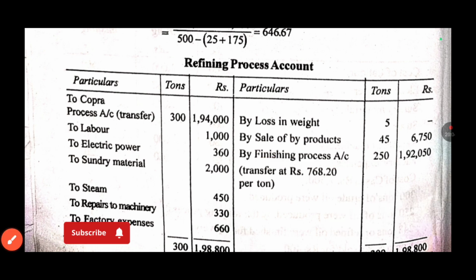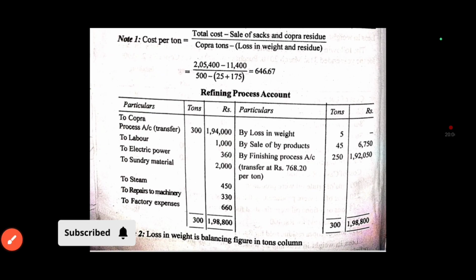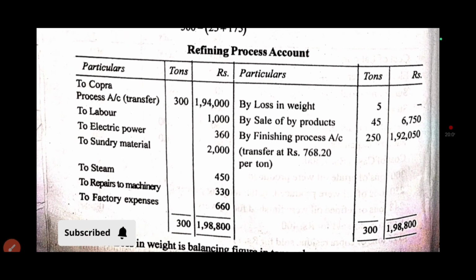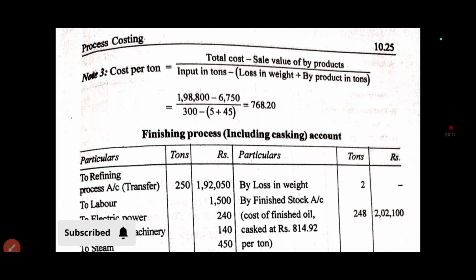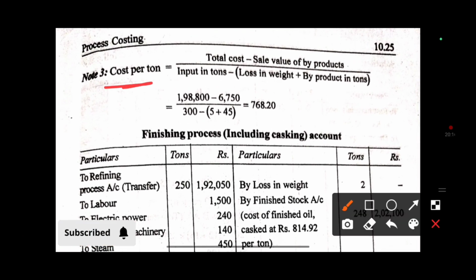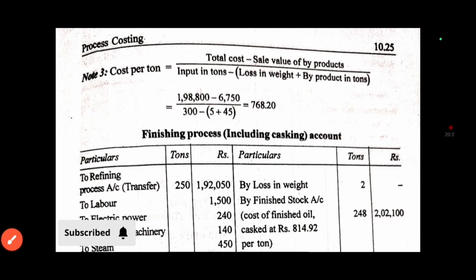Now we need to find out the cost per unit. What is the format to find out the cost per unit? We have the format to find out the cost per ton for the refining process: total cost minus sale of byproduct. So what is the total cost? 1,98,800 subtracted with the sale of byproduct value of 6,750. Now we subtract these two values.